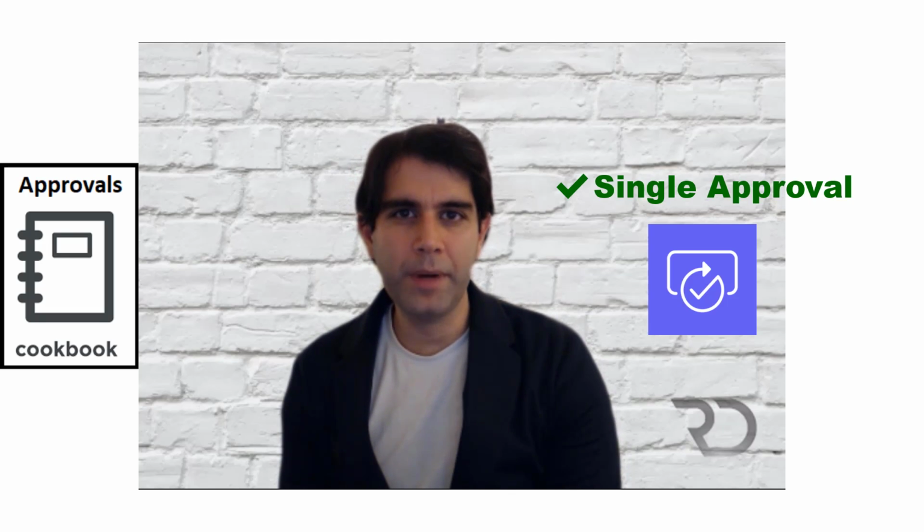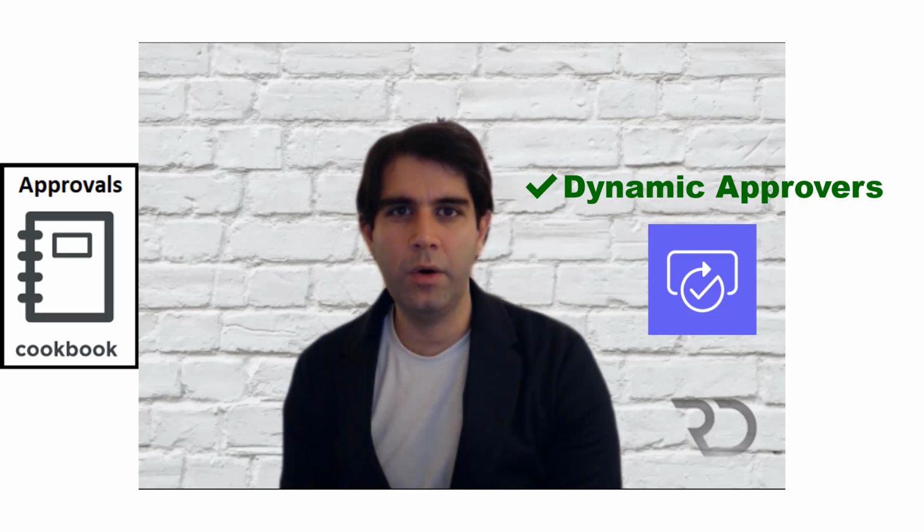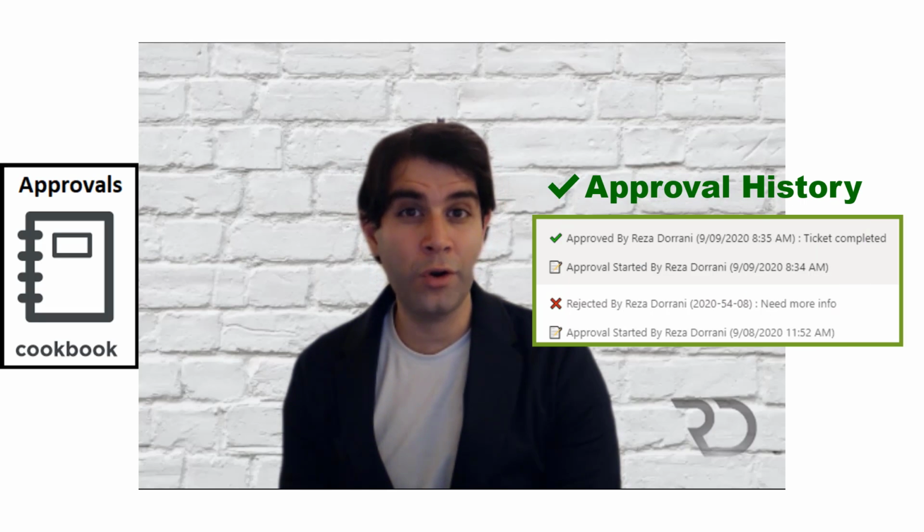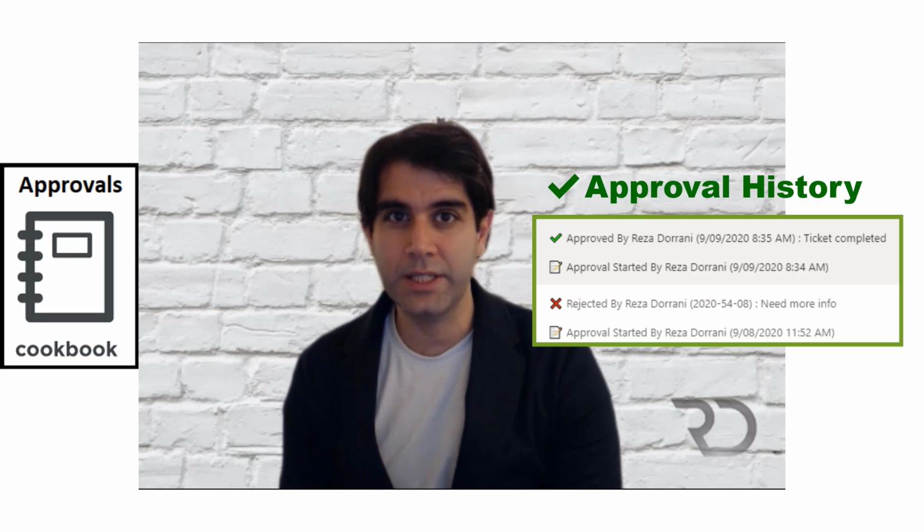In this video, we will focus on the single approval pattern. We will look at how we can assign approvers dynamically, and also how we can create an audit trace of all the approval activities that have taken place. So the scenario here is a help desk application where users make a request in a SharePoint list and the approval process begins. So let's get started with the video, but first, my intro.